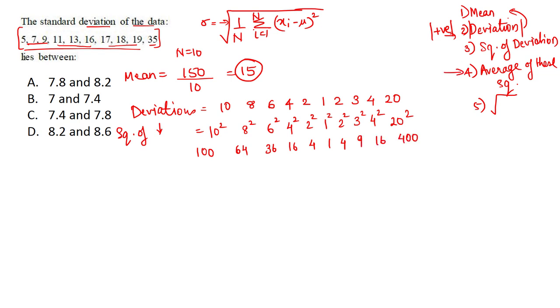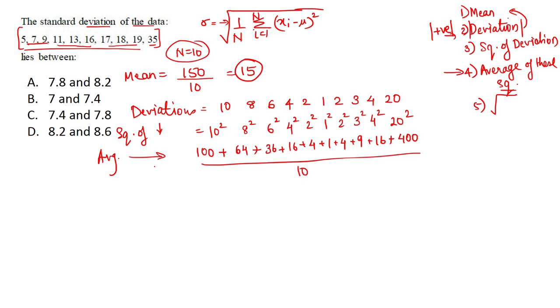Next is the average of these squares. How to find the average of these squares? Add all of them, since I want the average. Then divide by the total number of values. If you check, the total number of values is n equal to 10. So divide by 10, and this is going to give us the average.